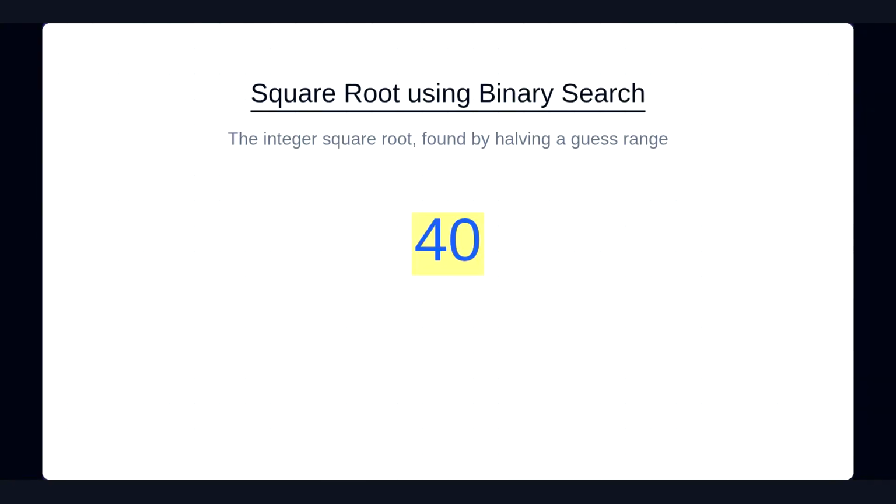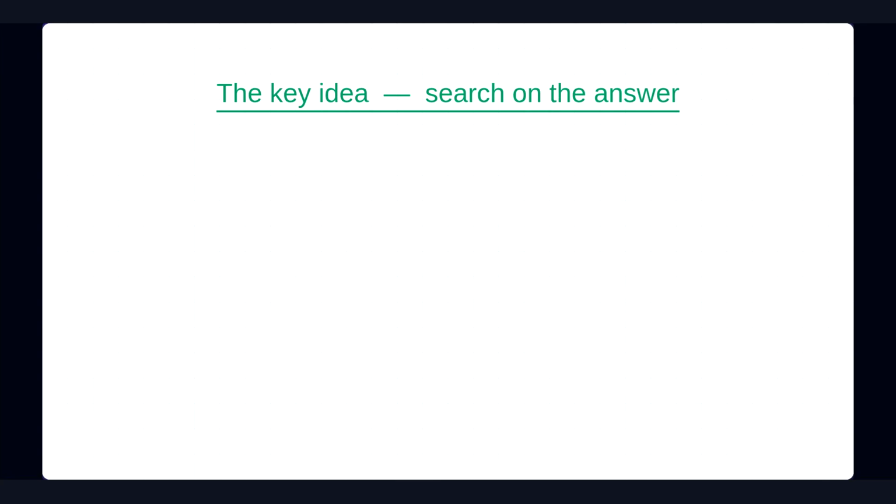Instead of trying every number from 1 upward, we can binary search on the answer itself. Here's the neat part. We are not searching inside an array. We are searching over the possible answers. The square root is somewhere between 0 and n.